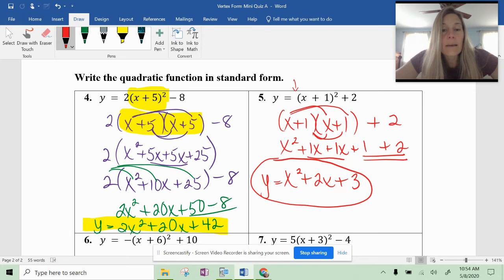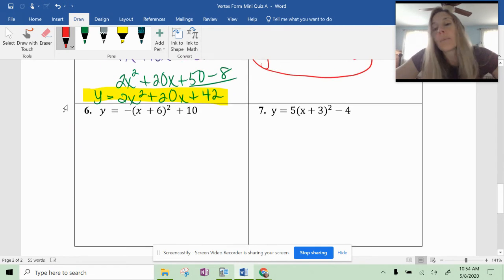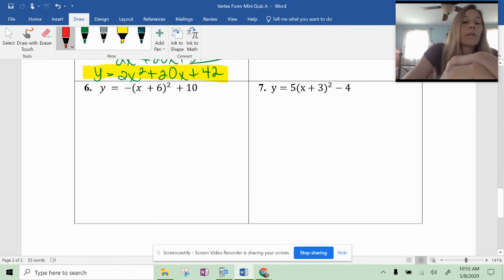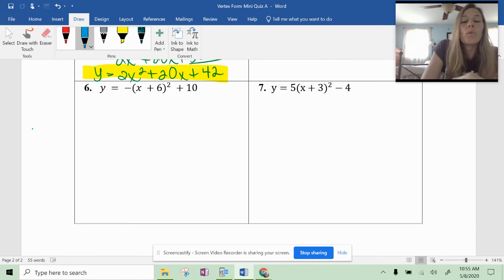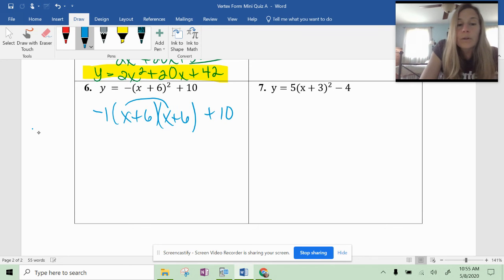All right, now 6 and 7, we're going to have to distribute out that extra number in the front again, like we did on the first example. So when we do this one, I'm going to leave the negative out there, which is really a negative 1. We have x plus 6, x plus 6. And we're going to FOIL those together first. So we have x squared plus 6x plus 6x plus 36.